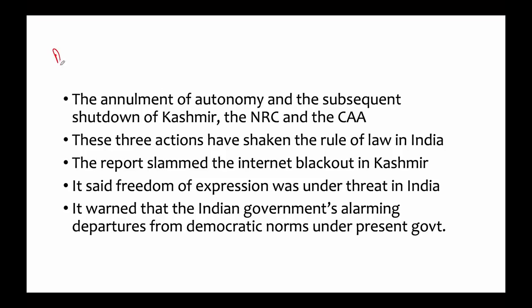What is the reason for the downfall that we can see, why has our country not performed well? The annulment of autonomy and the subsequent shutdown of Kashmir, the NRC and the CAA, as well as the crackdown on mass protest, have been listed as the main signs of declining freedom in the report. So these three actions have shaken the rule of law in India and threatened the secular and inclusive nature of the political system, said the report.